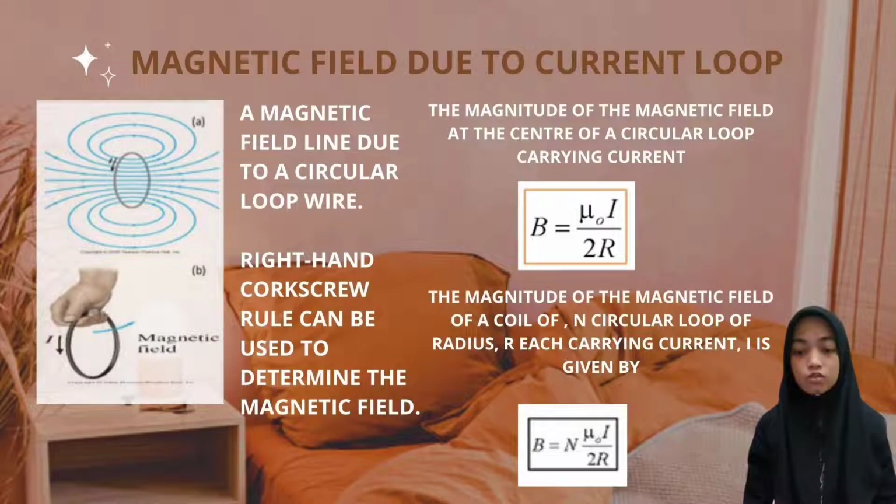This is the formula used to calculate the magnitude of the magnetic field at the center of a circular loop carrying current. Meanwhile, if it has a coil, we can add N here.